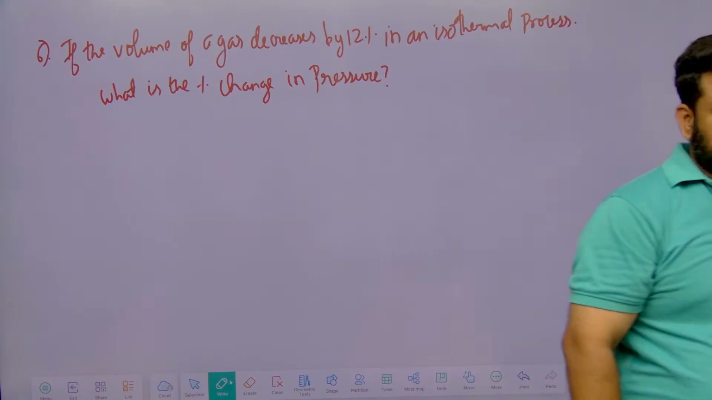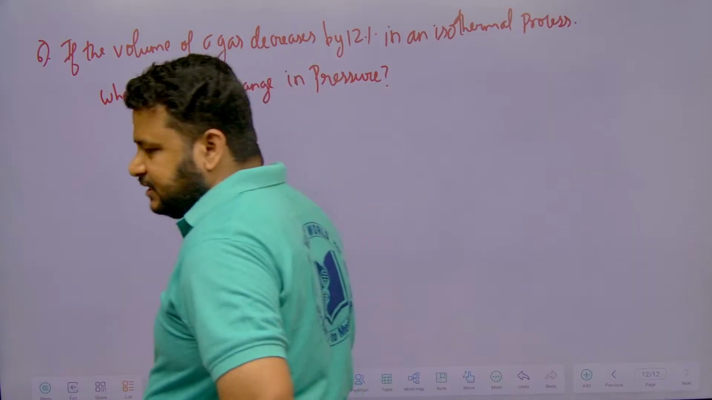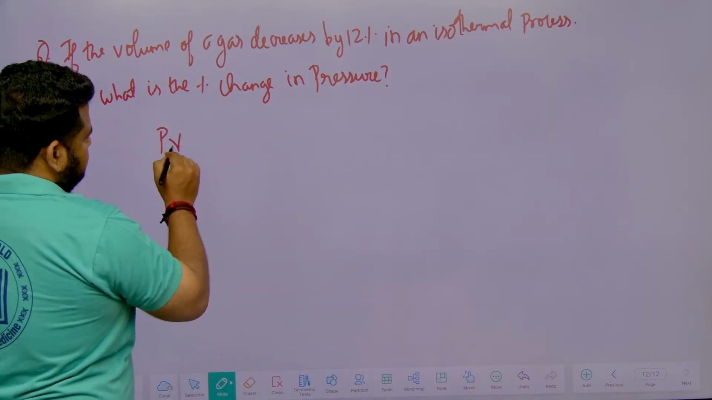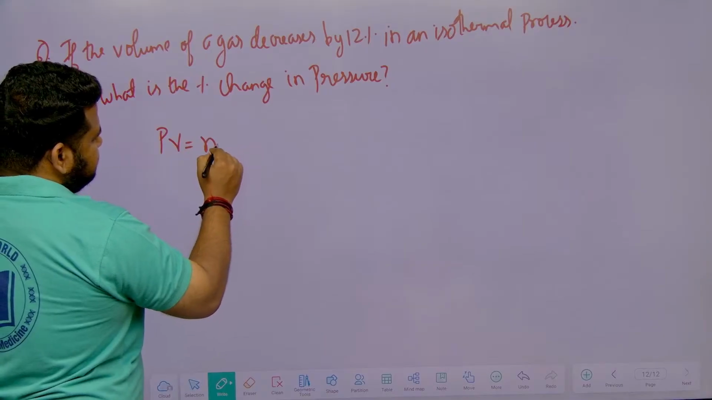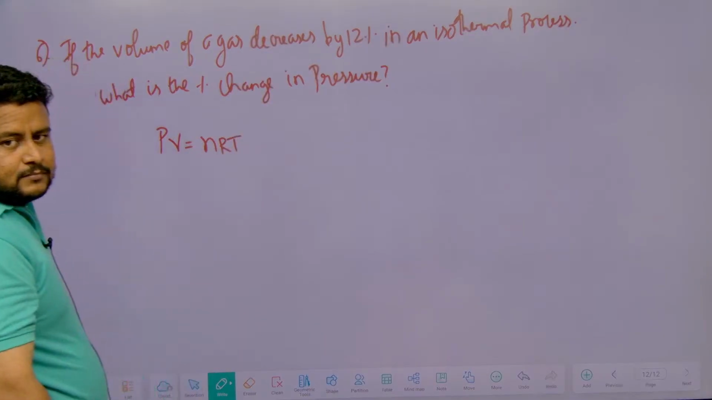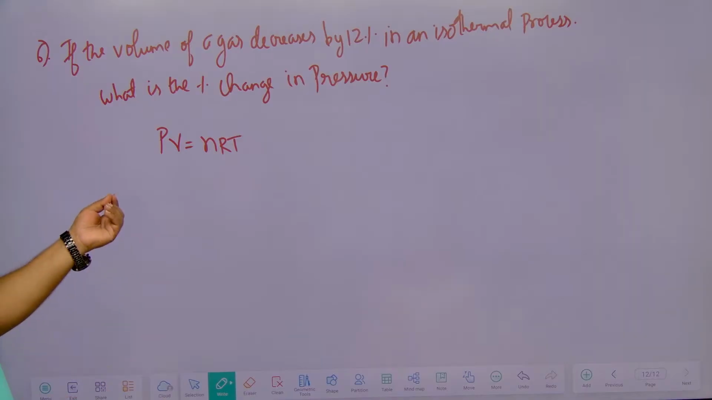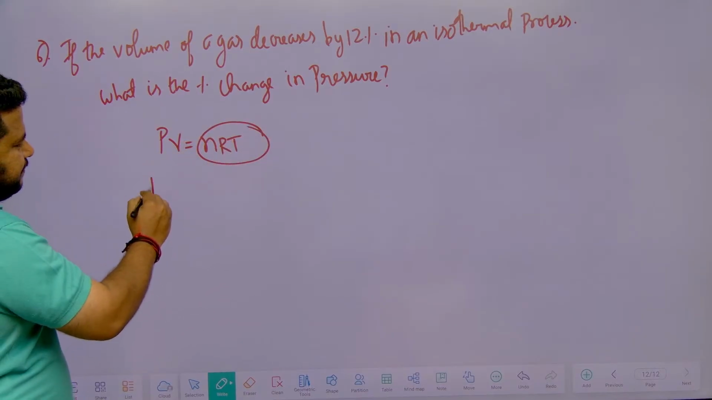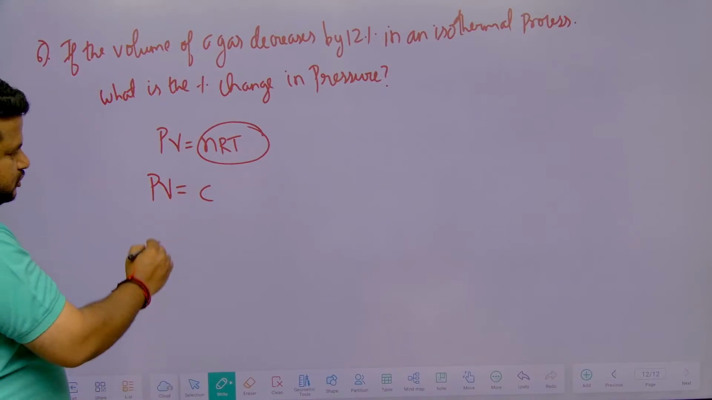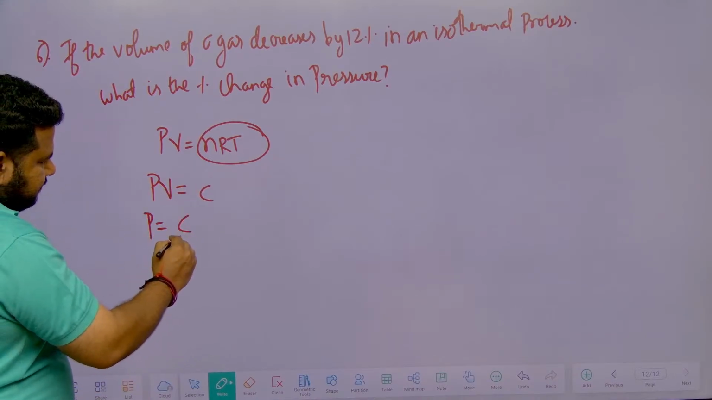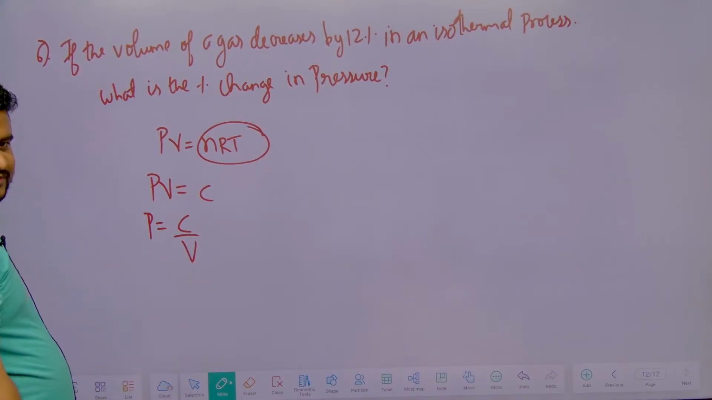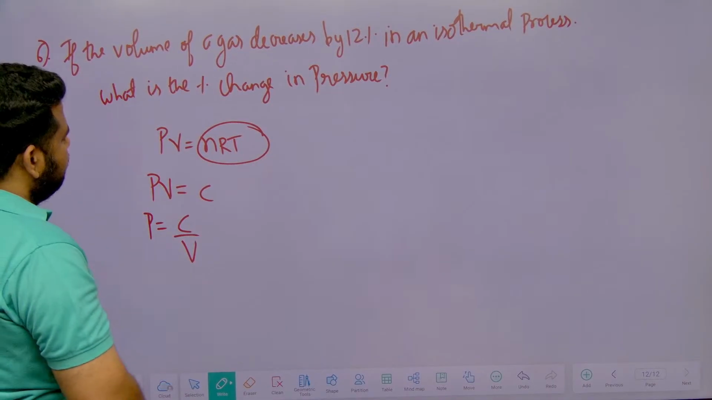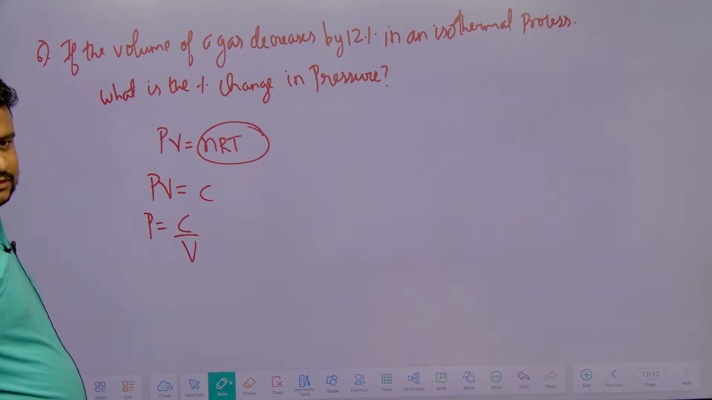Decreases by 12%. So isothermal process they are telling, that means as per gas laws, PV is equal to nRT. This comes in kinetic theory of gases, correct? Here isothermal process means everything is constant. So we will write PV is equal to constant C, so P is equal to C by V, because they gave the change in volume and we have to find the change in pressure.